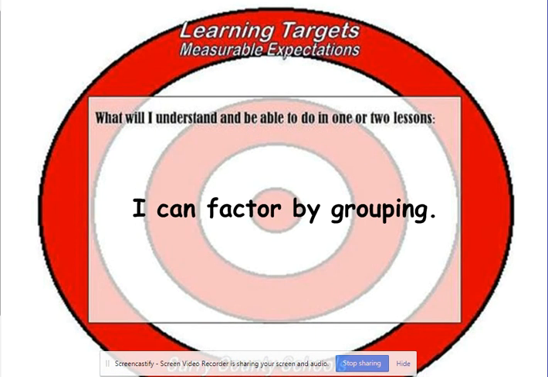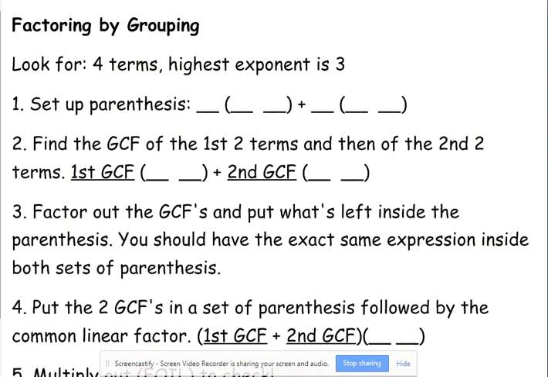Yesterday we talked about factoring perfect cubes. Today we need to talk about factoring by grouping. It's a different type of factoring. Here's what we need to look for.